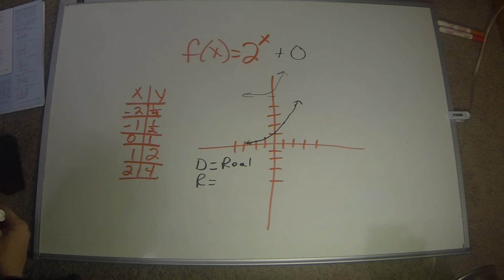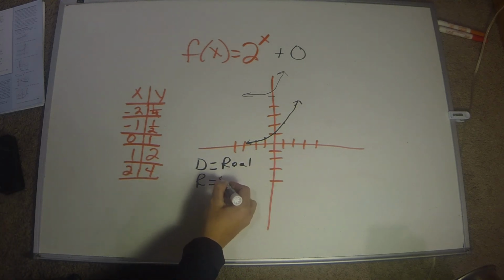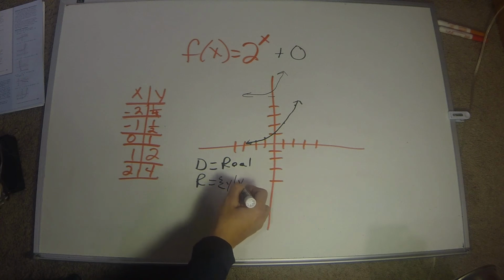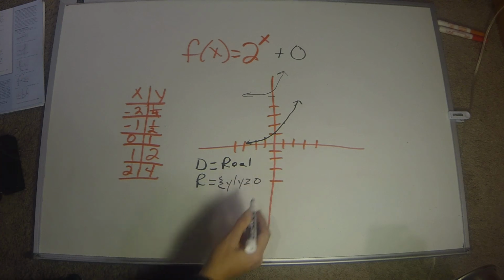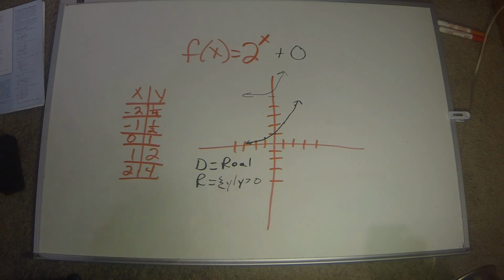And so therefore the range on this one is going to be y such that y is greater than or equal to 0. And actually it's going to be greater than 0 because y will never be 0 because it won't cross that line.